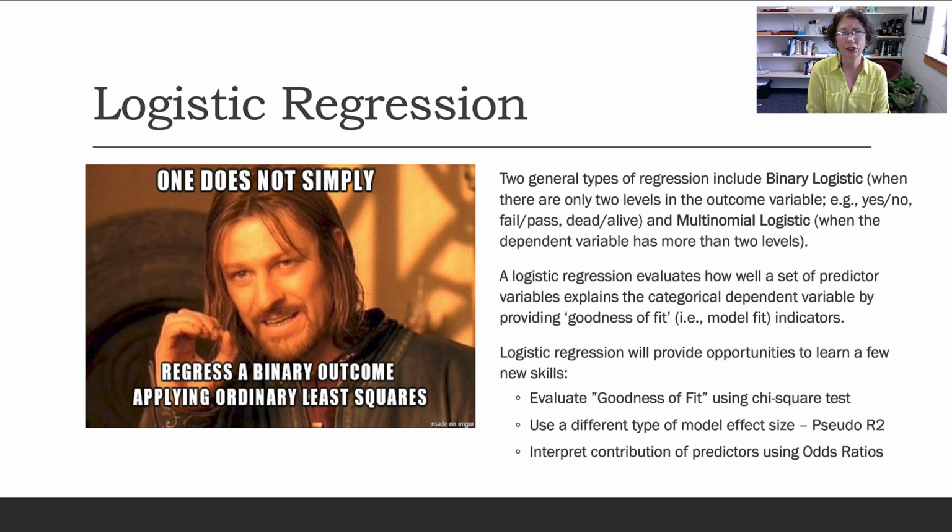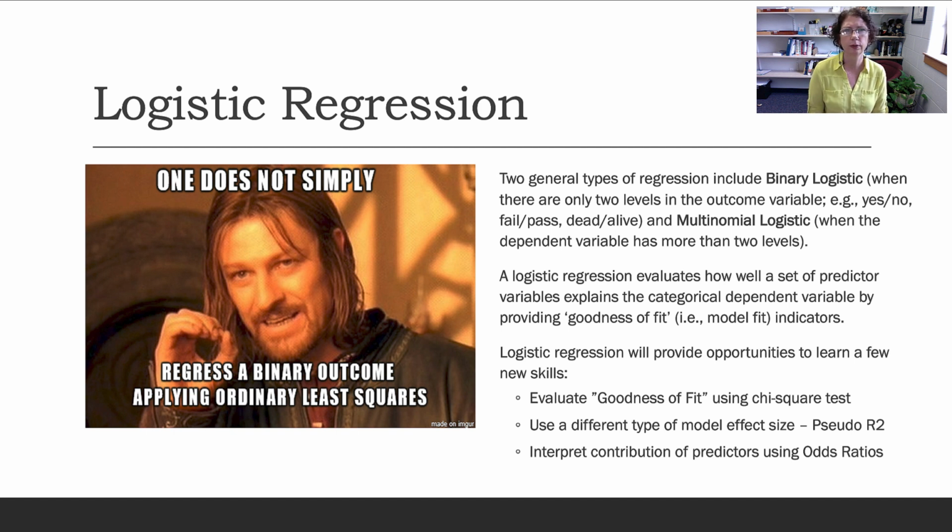So what is logistic regression? Well, it's used when the outcome variable is categorical. And there are two types of regression that are binary logistic, when the outcome only has two levels. That would be like, should we hire or not? Or is this going to be someone who recovers from surgery or not? Those types of yes or no types of outcomes. And multinomial logistic, which is when the dependent variable has more than two levels.